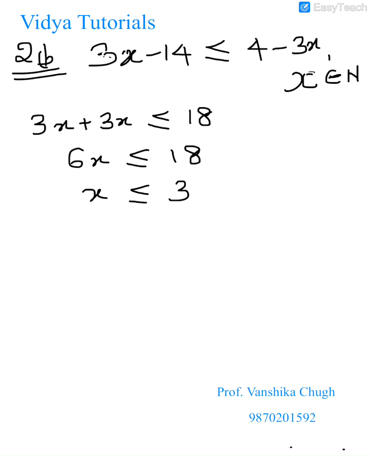First you will solve your inequation. I brought the 3x here. It becomes 3x plus 3x, and minus 14 plus 4 becomes 18. I get 6x less than or equal to 18 and x is less than or equal to 3. Now remember, first prepare your solution set when you are solving.